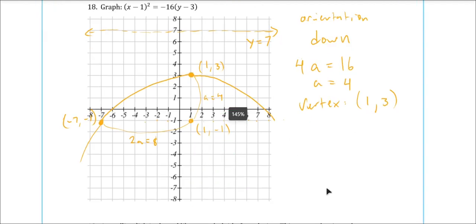For the next one, we're asked to graph again. We notice that x is squared, y is not, so this opens up or down. We notice this is negative, and so it opens down. This divided by 4 will give me a 4, and so that is our value for a. We are at 1, 3 for our vertex.